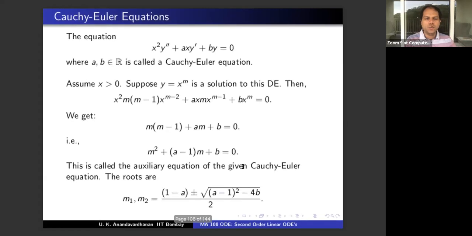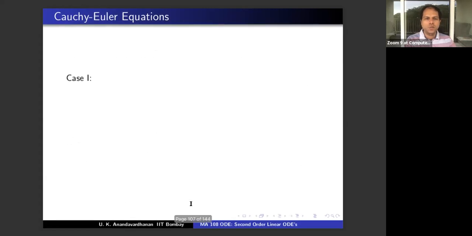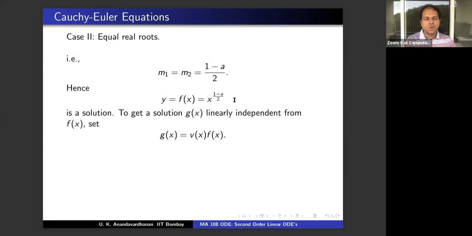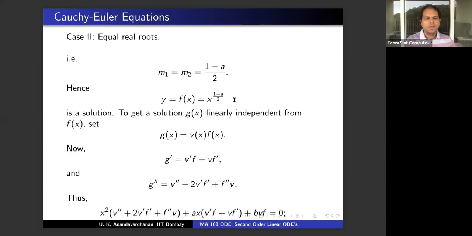1 minus a by 2, because this is 0. So 1 minus a by 2, in which case we will use that method. So x power 1 minus a by 2 is a solution, and the other solution we will assume is of the form v(x) times f(x), and I have done exactly what we have done earlier. I'm doing it in a slightly different way.